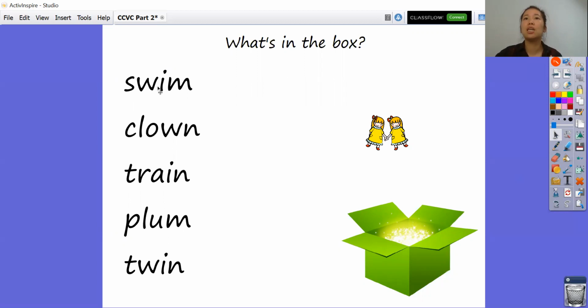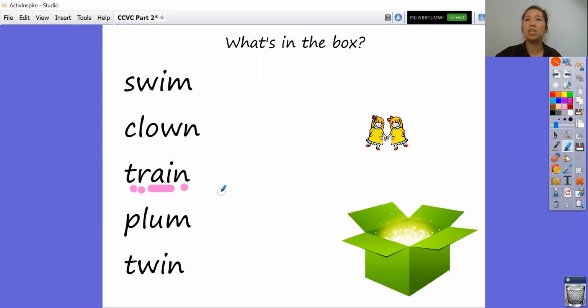So I'm going to look for the t sound at the start of my word. It can't be that one. This one's got the k sound at the start. This one's got t. So I'm going to read this word. T, roo. I'm going to put my sound buttons in. Oops, sorry. Pressed the wrong button. There we go. T, roo, true.